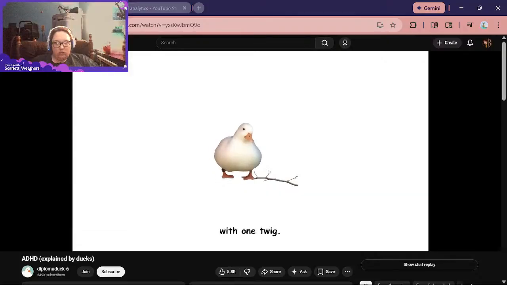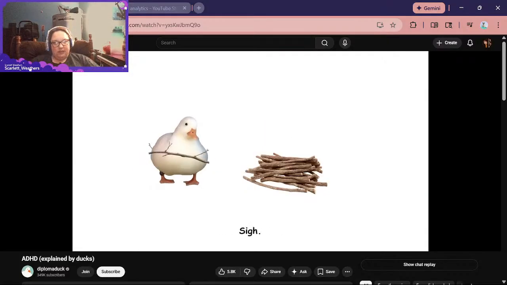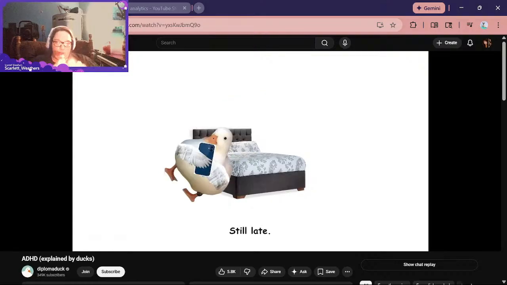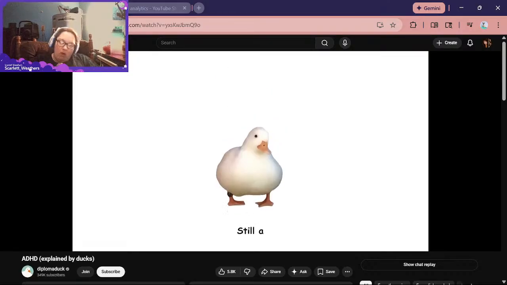Start with one twig, not the whole nest. Duck sighs. Places one twig. Feels lighter. Still late, still distracted, still a good duck.